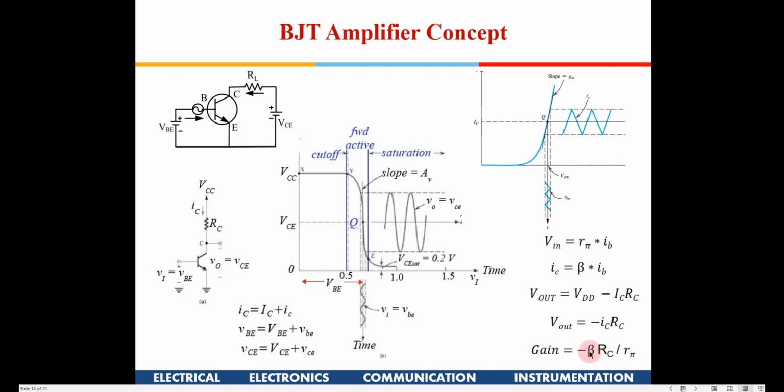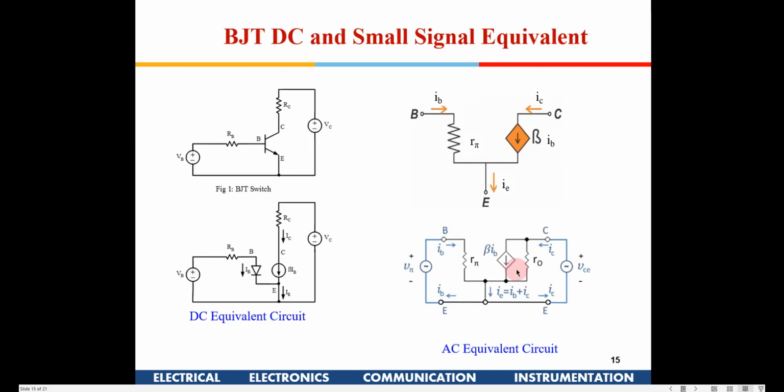Now beta is in the range of 200, and RC can be, say, 10 kilo ohms, and suppose R pi is only 1 kilo ohm. So beta is 200, and you will find a gain of 2000 is also possible. So that is how the voltage gets amplified in a BJT. This is how a BJT amplifier works.